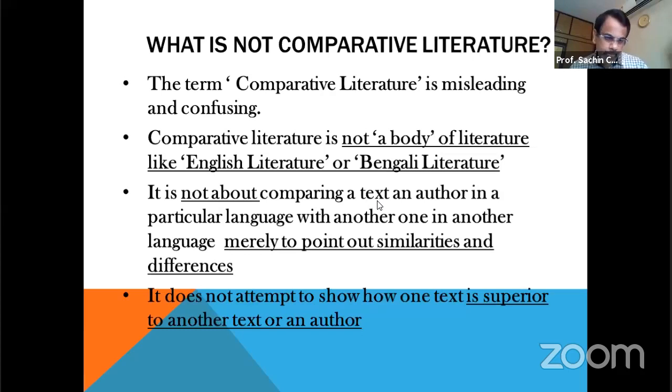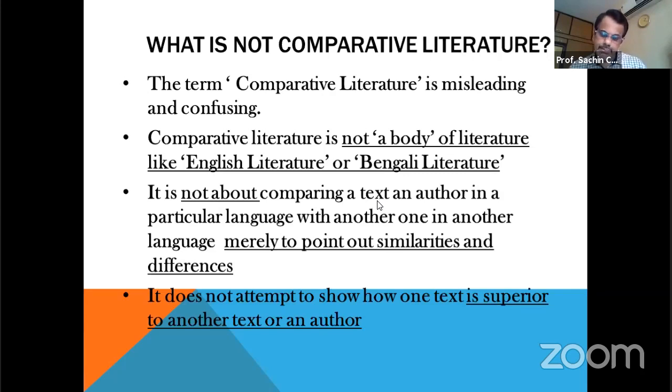Another prevalent misconception is that it's about comparing a text or author in one language with another to point out similarities and differences. Now this is another default thing that we often do. We just compare two things and point out they are similar and different, which makes no sense, because we know everything in the world can be similar and different. So just pointing out they are similar and different is not comparative literature.